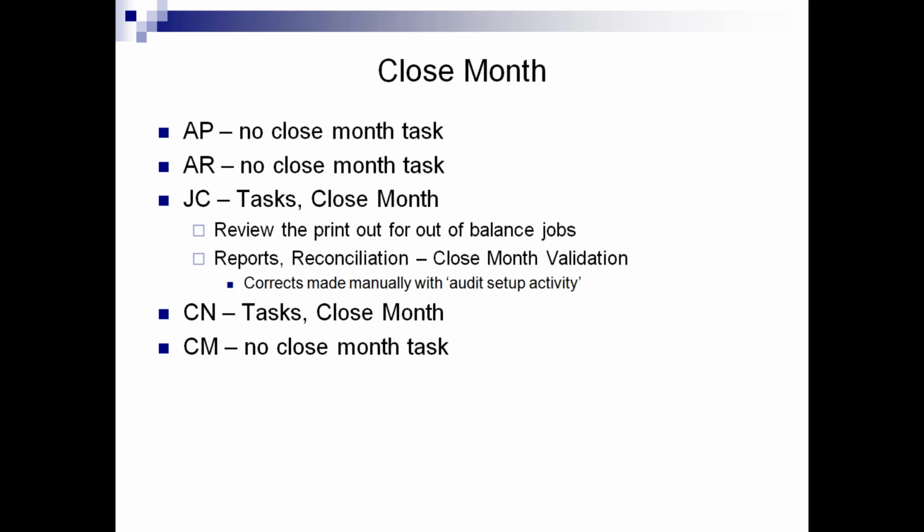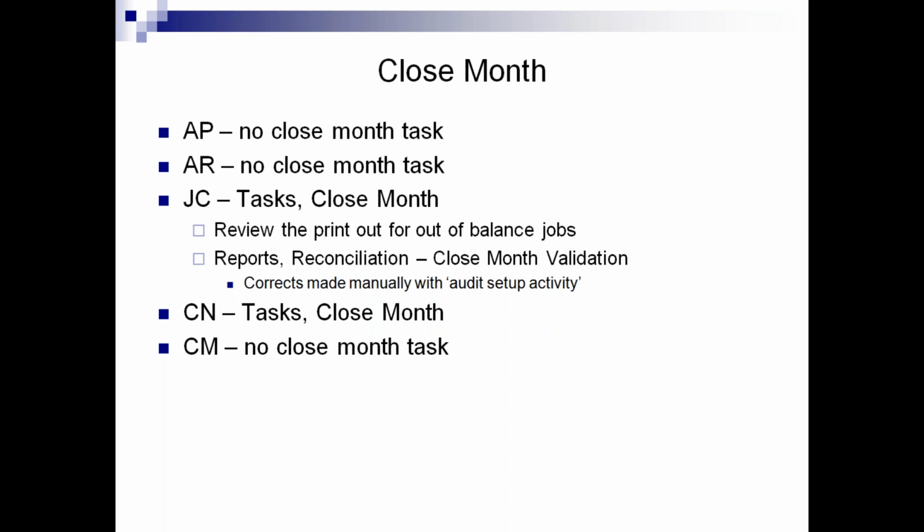In job cost, there is a closed month. You'll run tasks, close month. And one thing I want you to be aware of is that there is a report that is generated with this close month that is doing some verifications within your job cost master file. It's actually balancing from the category level up to the cost code level up to the job level. You need to be sure that you look at that report to make sure that everything says it's in balance.